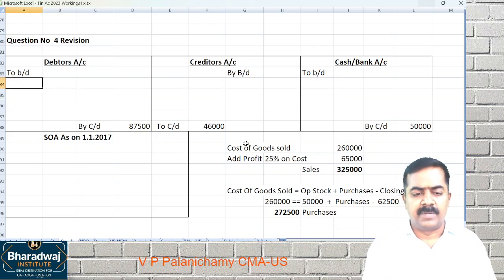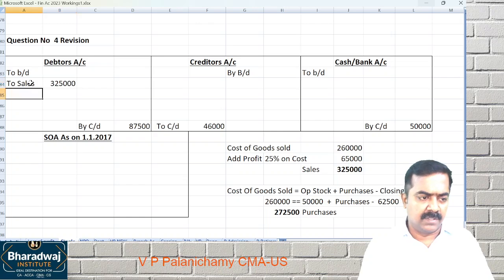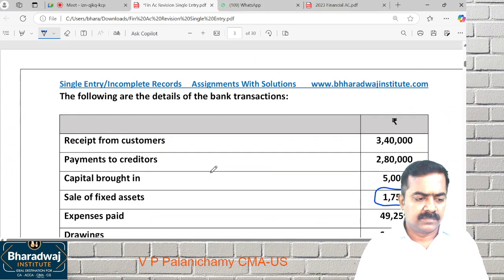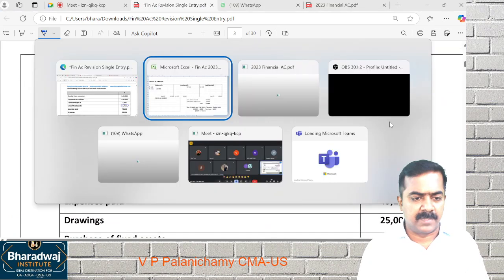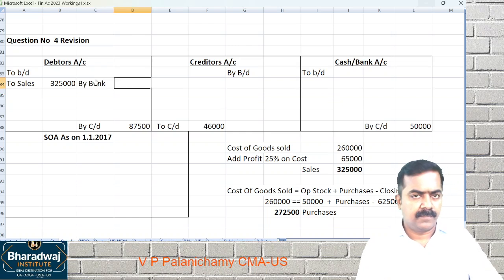We are not given bifurcation of credit sales and cash sales. So what to do? To sales, let us take it as credit sales, 3,25,000. Are we given cash collected from debtors? Yes, receipt from customers is given. How much is given? By bank, how much? 3,40,000.